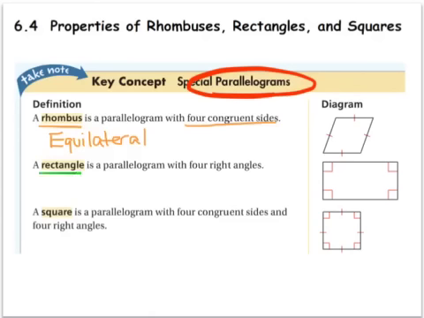The next special case is a rectangle. A rectangle is a parallelogram with four right angles. Since all of the angles are congruent, that would make it an equiangular parallelogram.